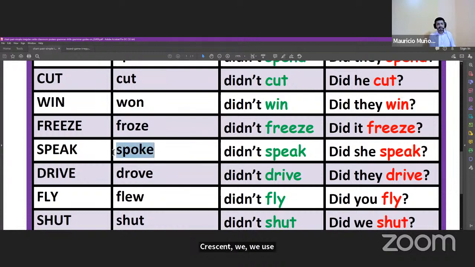This one. Spoke, hablé, spoke. No hablé, didn't speak. Ella habló, did she speak? Or this verb. El verbo conducir, conduje. Drove, no conduje, didn't drive. Conducieron, did they drive? You see? Negative and interrogative, the verb in present.